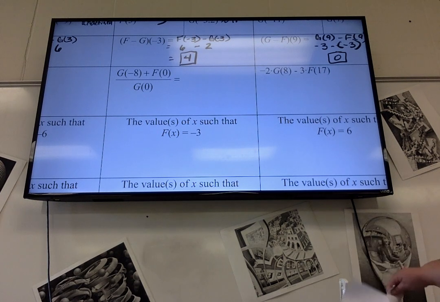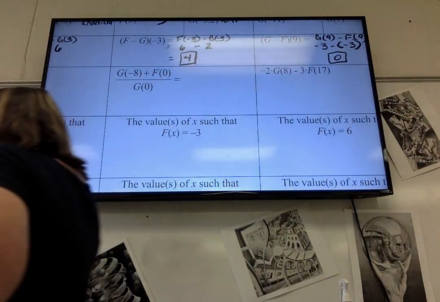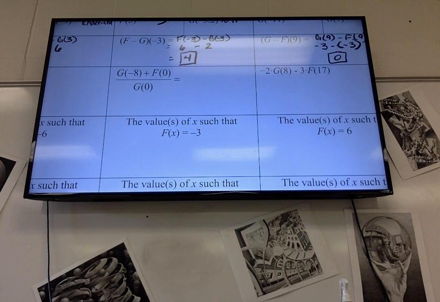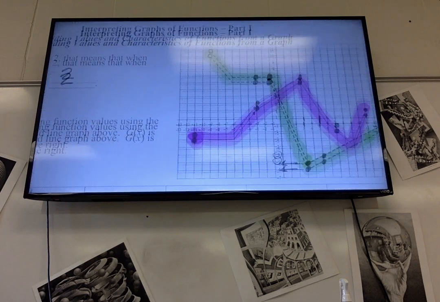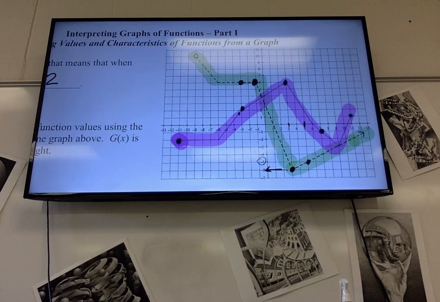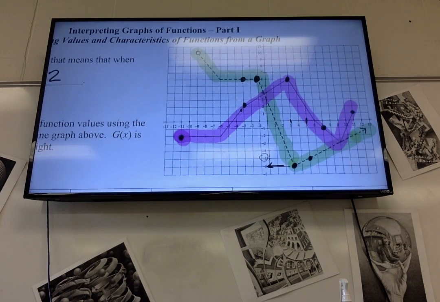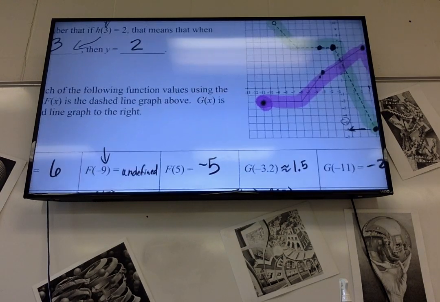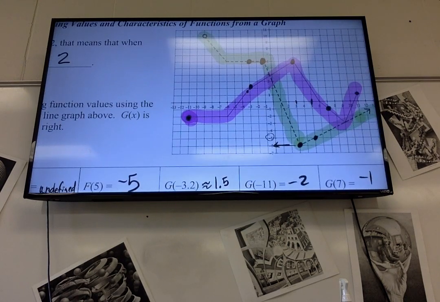Okay. So we do g of -8. So we look up here. -8. And g is the pink one. So -8 is right here. So that's -2.